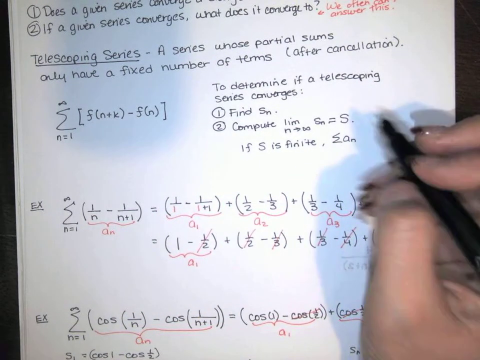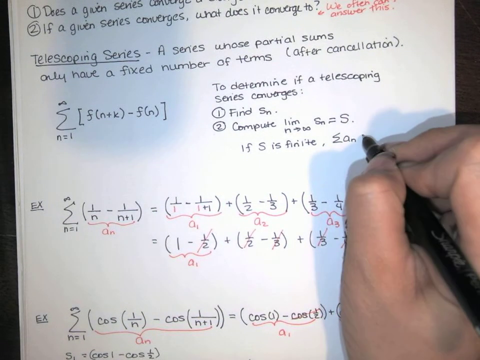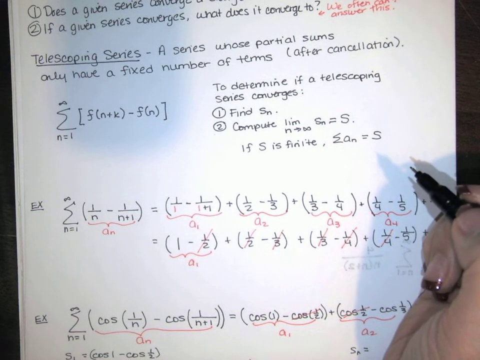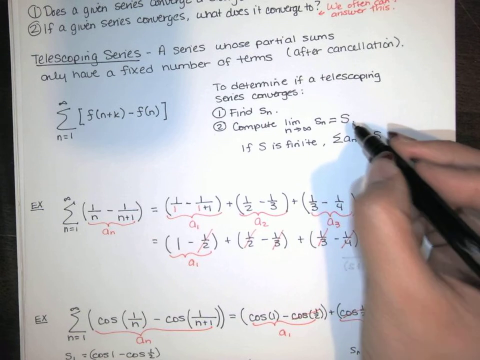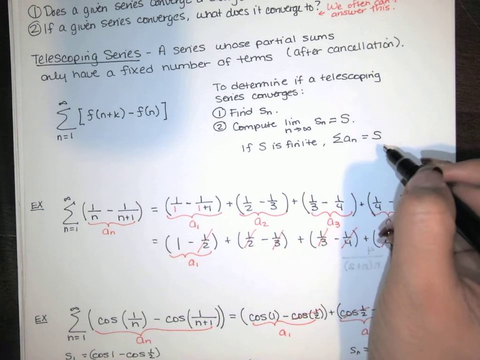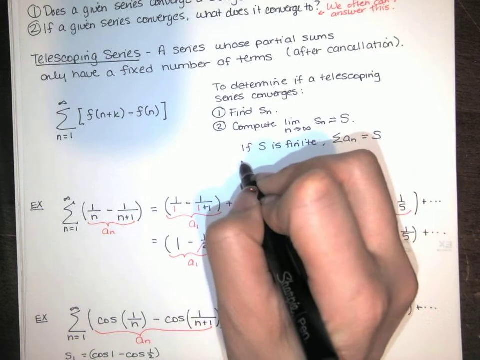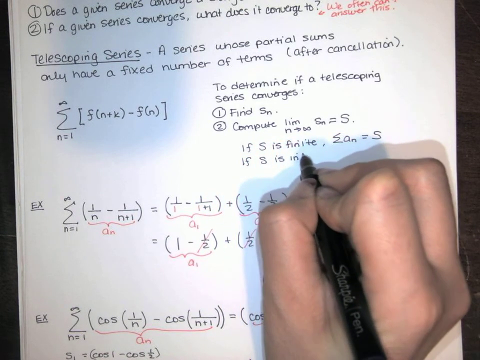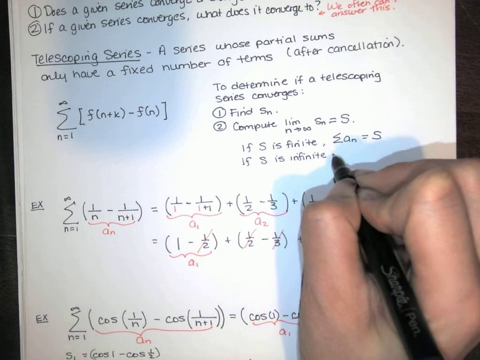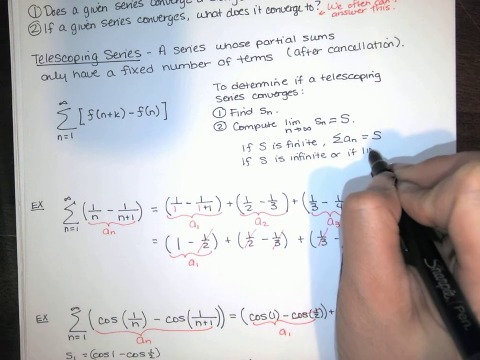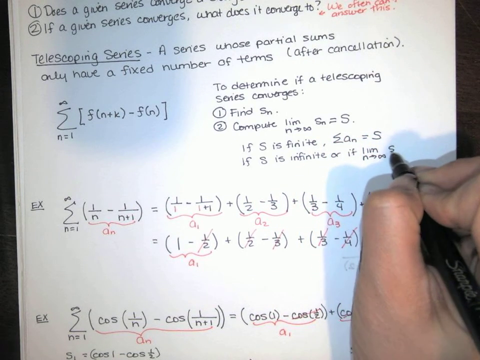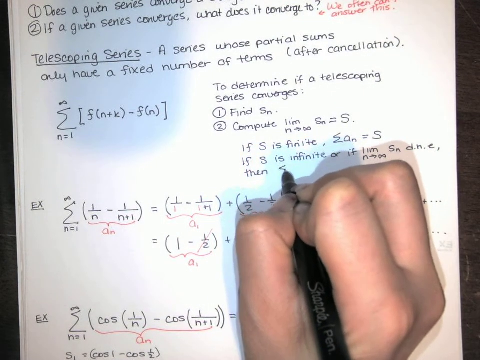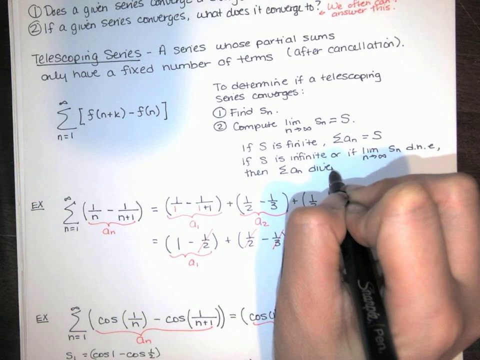If s is finite, the sum of the a sub n's is going to equal that s, because that's the definition of convergence of a series. If this limit exists and it's 5, this adds to 5. That's the sum of the series. If s is infinite, or if the limit does not exist, then the series diverges. The series that we started with diverges.